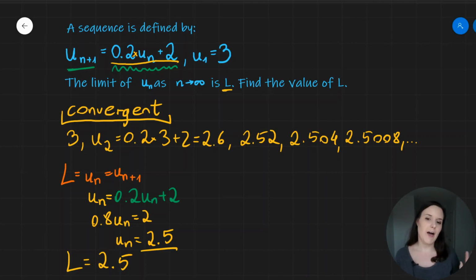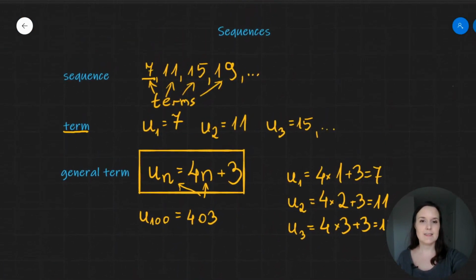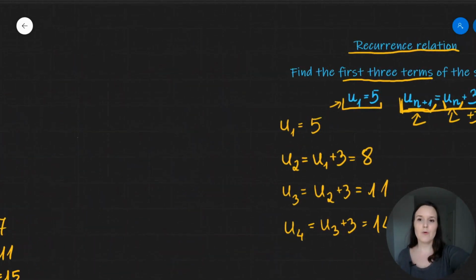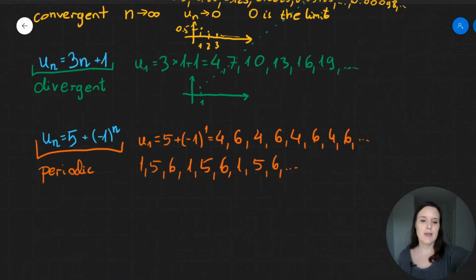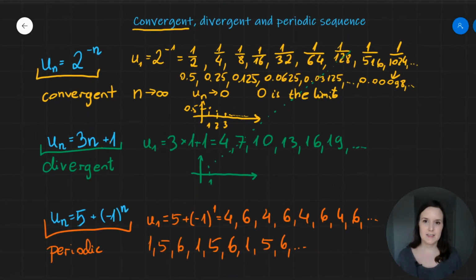That's how we can find the limit if we are asked to find it algebraically. And that would be all for today. We finished with a nice convergent sequence. Today we learned in this video what a sequence is. A sequence is a list of numbers, but the numbers follow a rule. Terms are the numbers in a sequence. We learned how to use the general term. We learned the recurrence relation formula, in which you have to use the previous term to get the next one. And we learned about convergent, divergent, and periodic sequences.